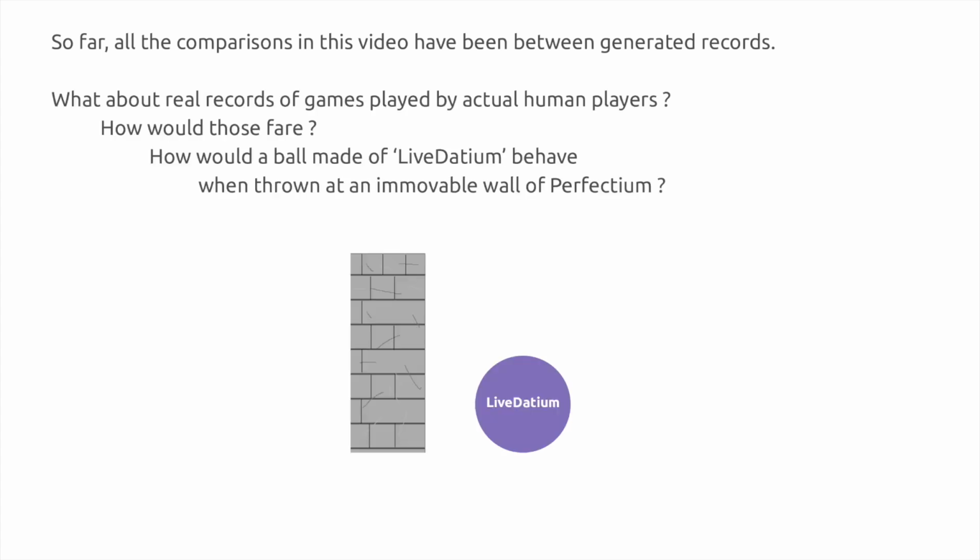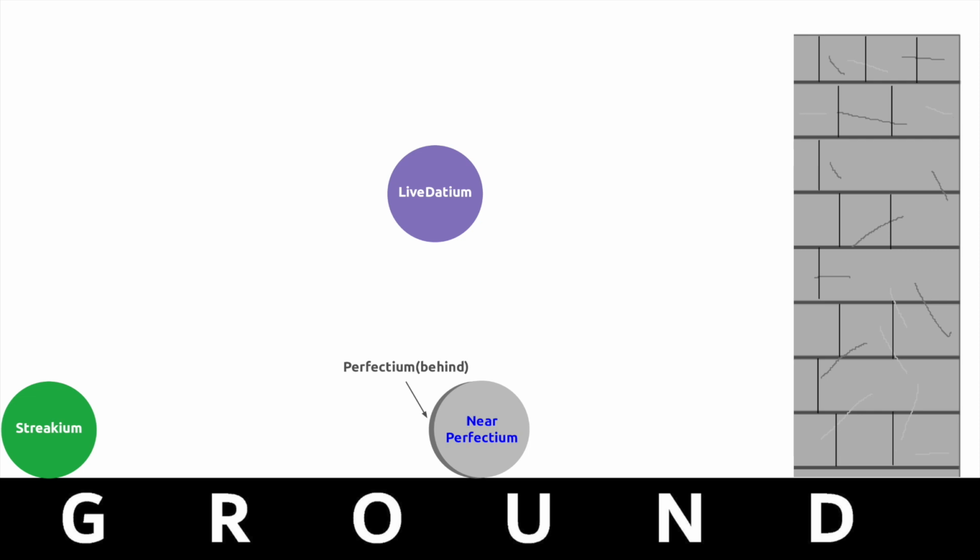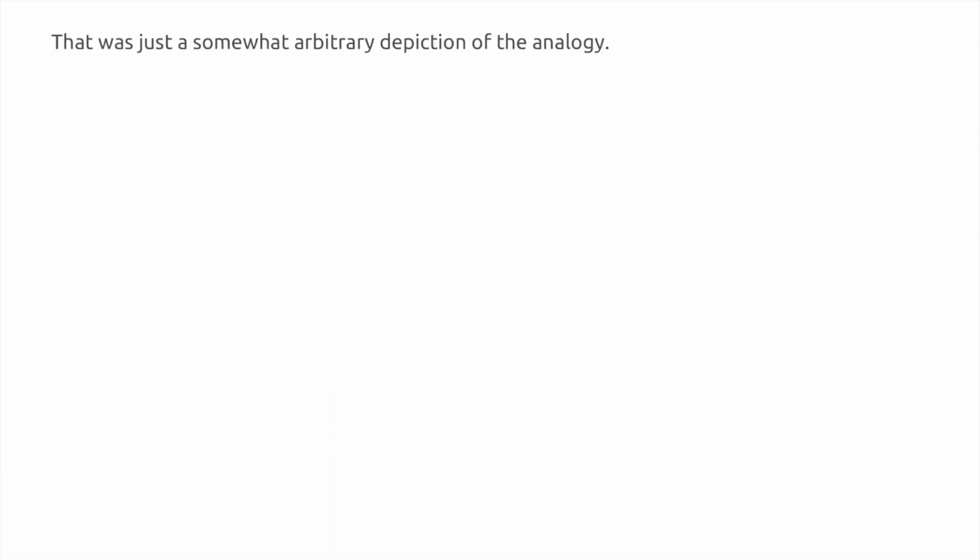So far, all the comparisons in this video have been between generated records. What about real records of games played by actual human players? How would those fare? How would a ball made of live datium behave when thrown at an immovable wall of perfectium? That was just a somewhat arbitrary depiction of the analogy.